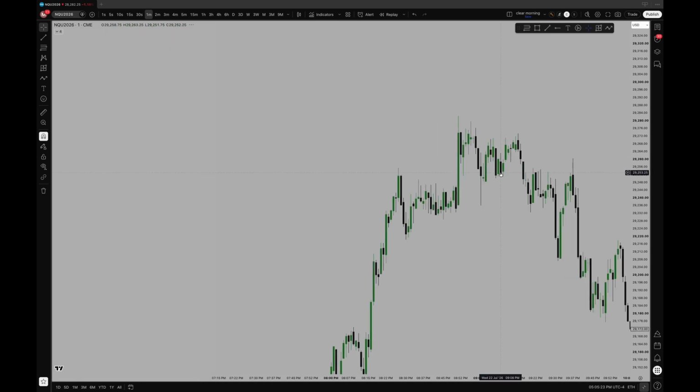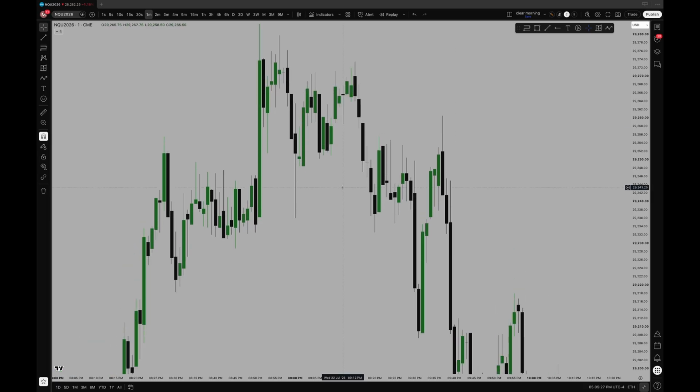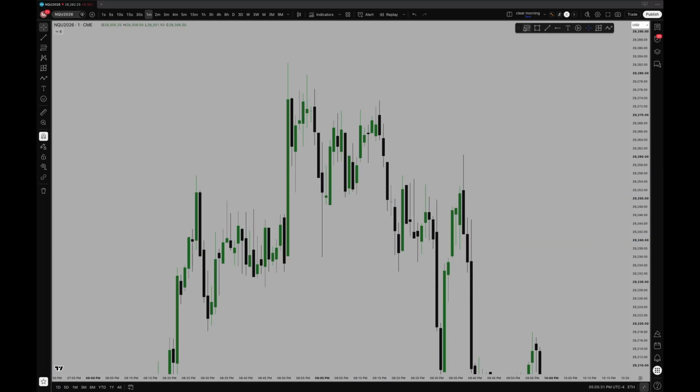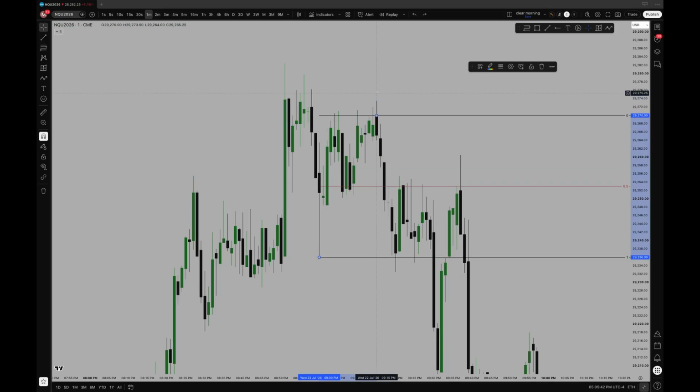Okay, cool. So you have your consolidation right here. It's not the best consolidation, but it is consolidation. So, consolidation model: you mark the lowest body, not the wick. You're going to go from the lowest body to the highest body, and you're going to mark out your range. This is your consolidation range.